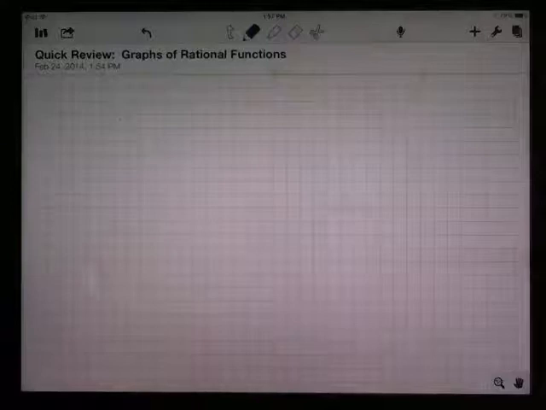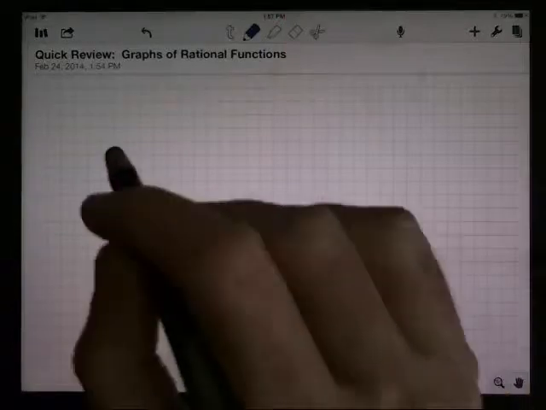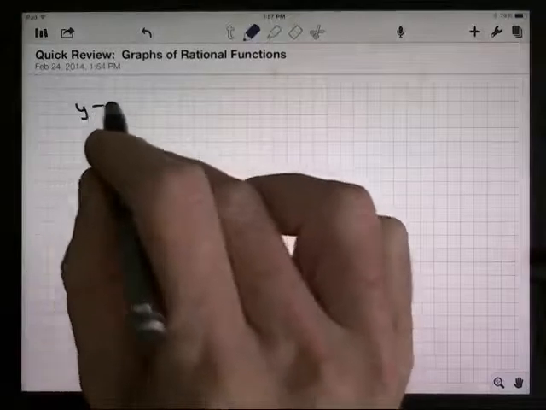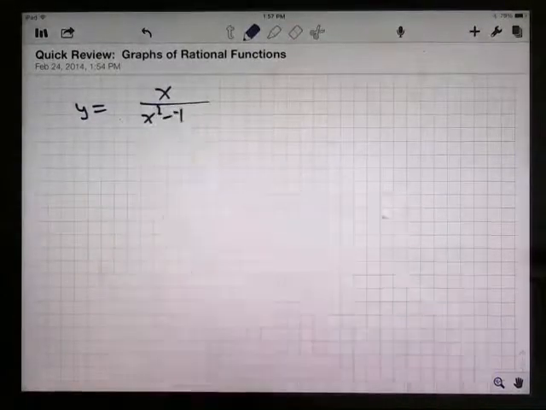All right, I want to take a quick look at graphs of rational functions. We're going to use this to think about the graphs of the tangent, cotangent, secant, and cosecant. So just want to remind you, I'll take a function like y equals x over x squared minus 4.